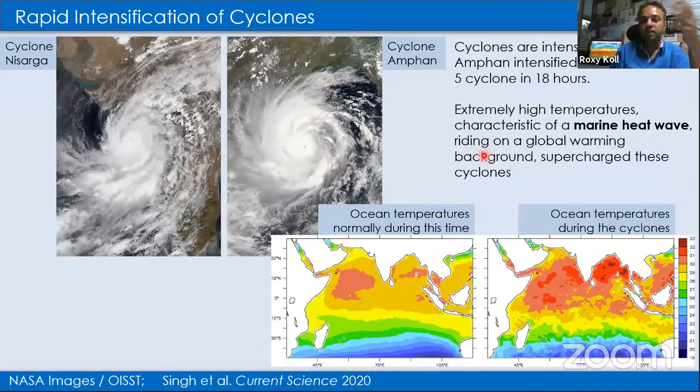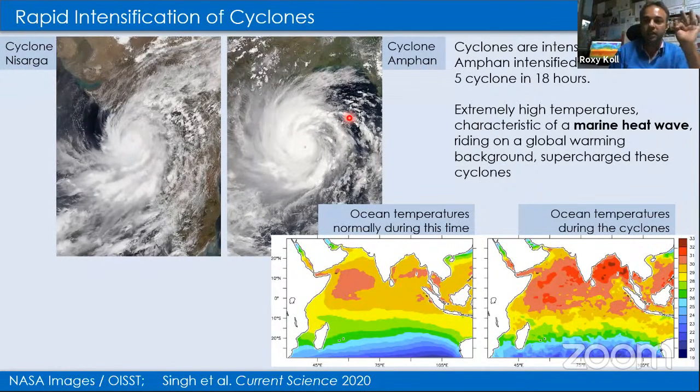So that means the cyclones will also change. I told you that we are able to forecast the track of a cyclone, landfall of a cyclone and all, but there is one characteristic of cyclones that we are unable to forecast. That is the rapid intensification of cyclones, and that is happening now more than ever because of climate change. During the last monsoon onset period, we had two back-to-back cyclones. One was Cyclone Nisarga on the west coast and the other Cyclone Amphan on the east coast.